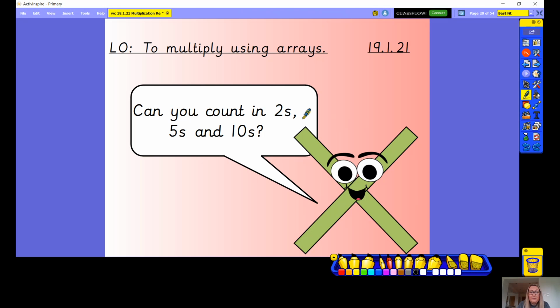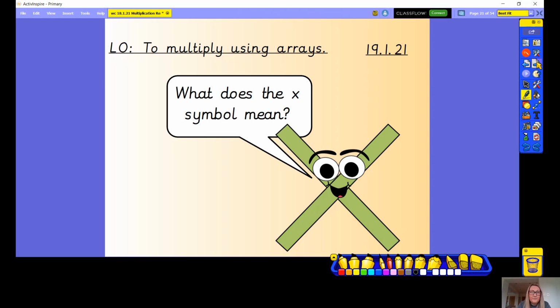Can we have a go at counting in twos, fives and tens? Can you pause the video and count to your grown-up in twos, then in fives, and then in tens? I hope you've been counting in twos, fives and tens to your grown-ups. If so, I'm sure they're very impressed with your skills.